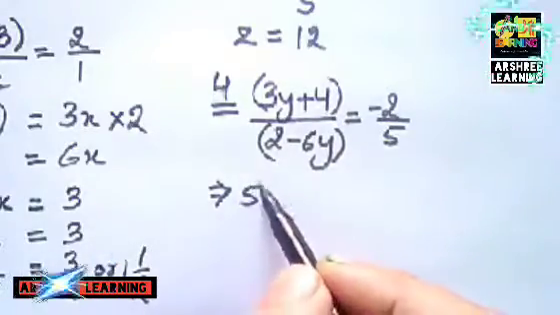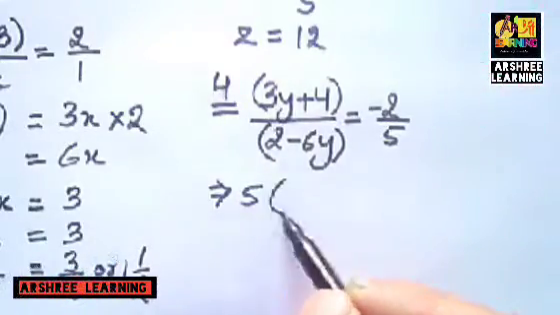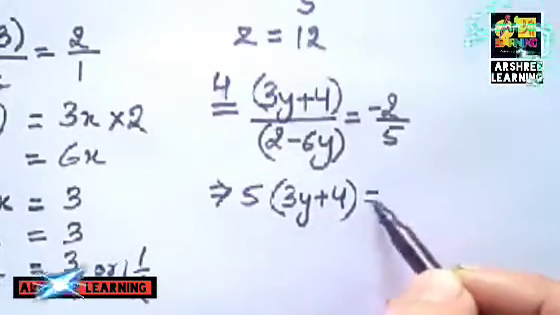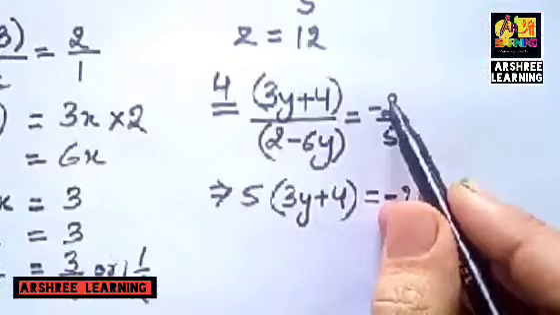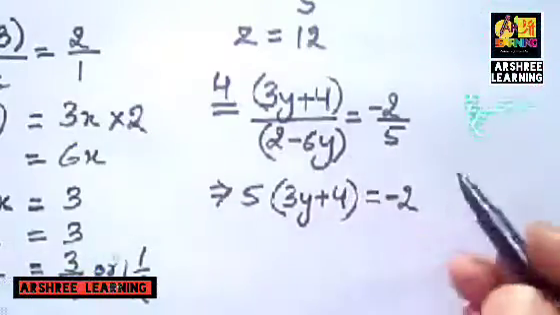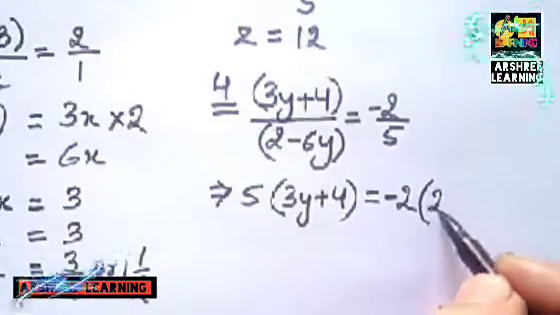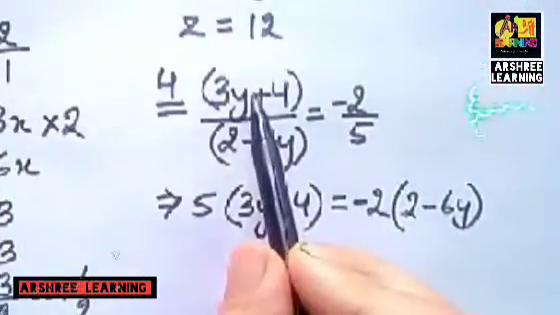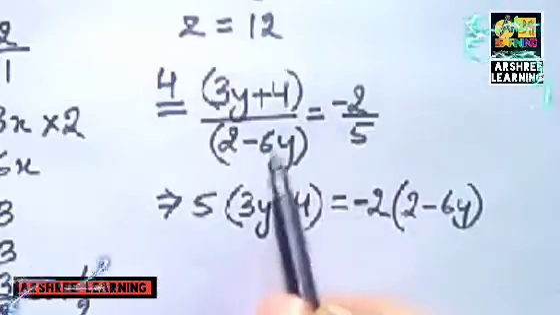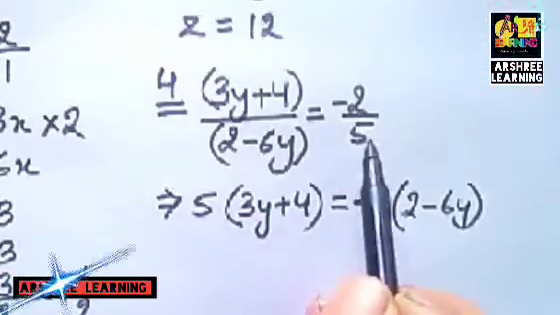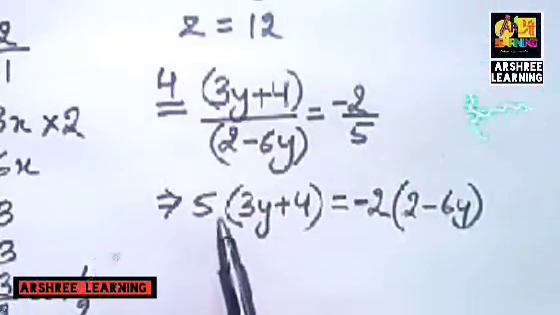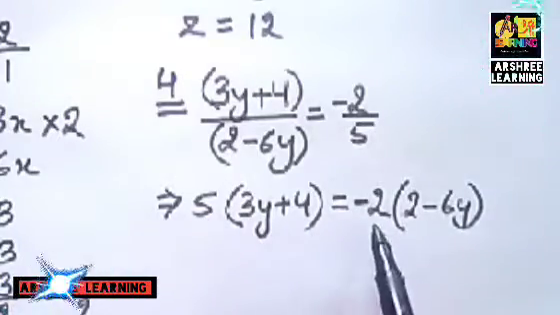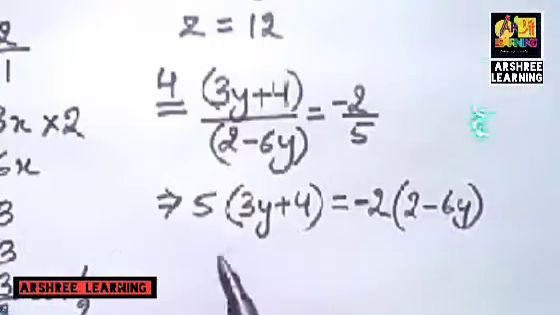So I will first write what will it become. 5 bracket 3y plus 4 is equal to minus 2 will multiply 2 minus 6y. So minus 2 into 2 minus 6y. So 5 will multiply 3y plus 4 and 2 will multiply 2 minus 6y. So when you multiply, first write the numbers in bracket form. 5 bracket 3y plus 4 and minus 2 multiply 2 minus 6y.